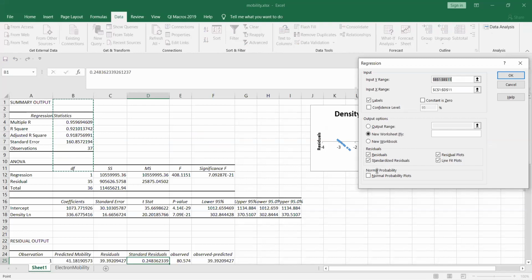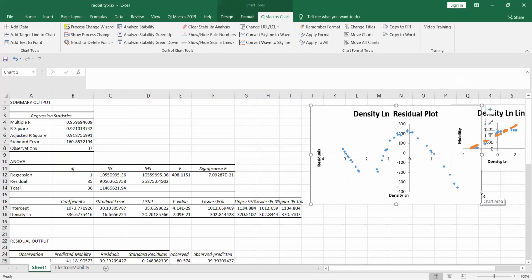So if you see this residual plot, I am getting some pattern in the residual error. If I am getting some pattern in the residual error, it means there might be variance in the data itself.